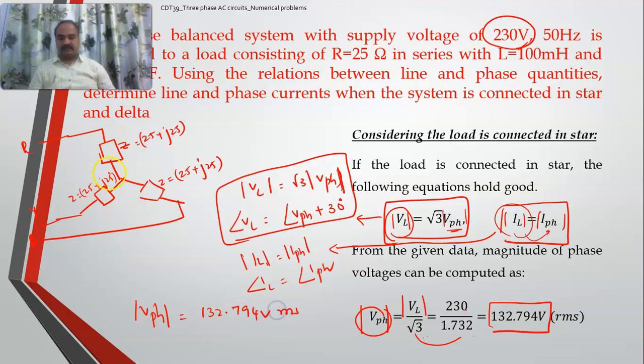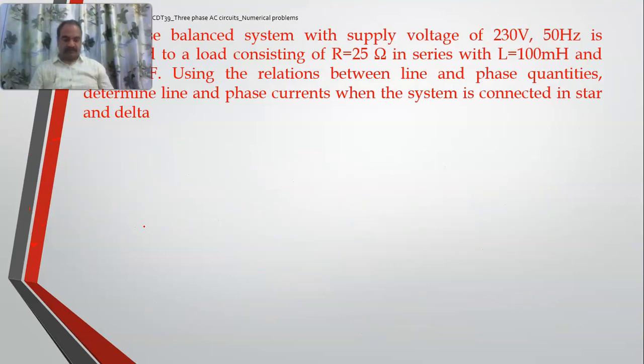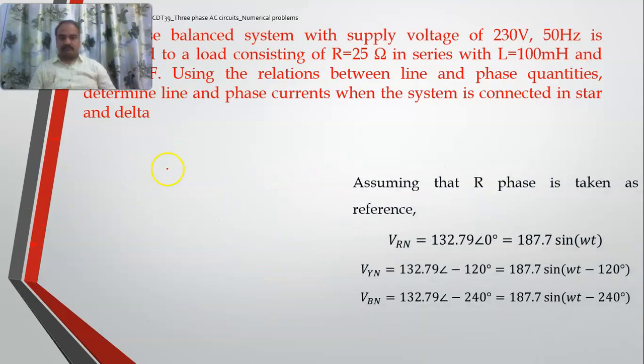Okay, so I'll take this one as neutral. So this is my one phase voltage. If you want, this is another phase voltage, this is another phase voltage. Okay, so my phase voltages, what are they? One is VRN. This is N, this is R, Y, B. So this is one voltage, this is another voltage, this is another voltage. So VRN, VYN, VBN. So what will they be?